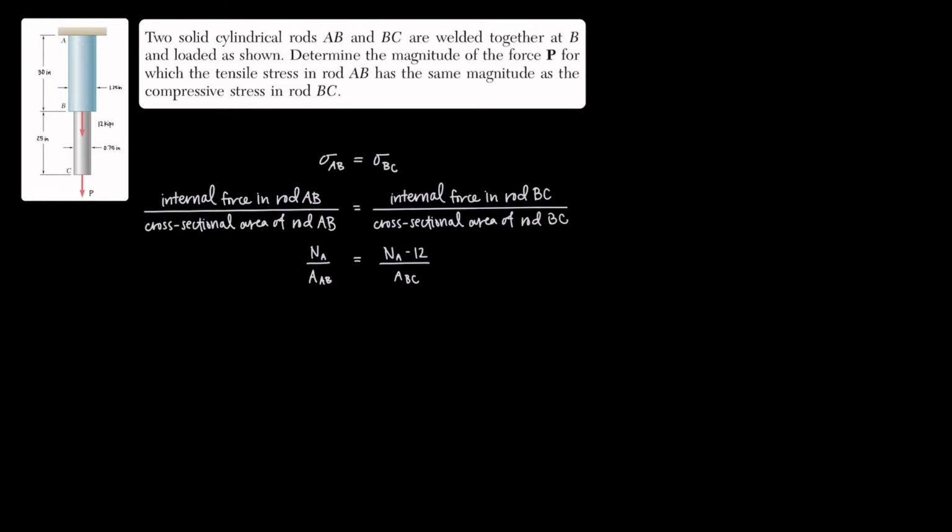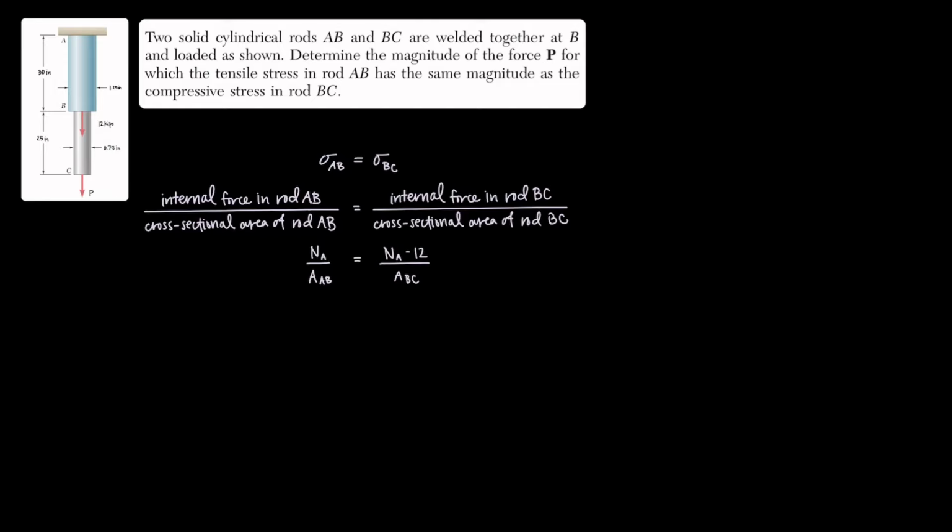Remember what we're trying to find. We need the value of the force P for which the stresses in both rods are equal to each other. The equation of stress is internal force over cross-sectional area. From the last slide, we saw that the internal force in rod AB is equal to N sub A, and the internal force in rod BC is equal to N sub A minus 12.